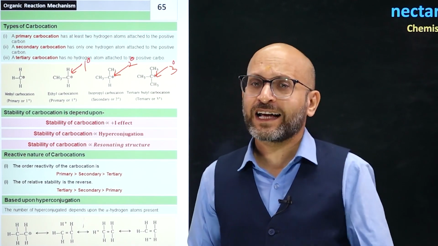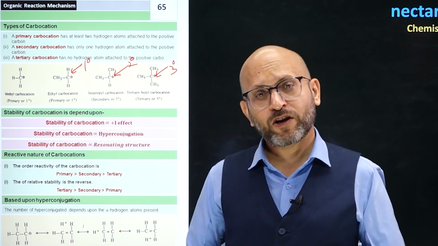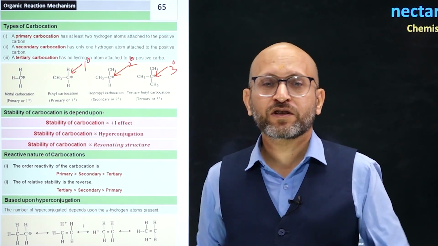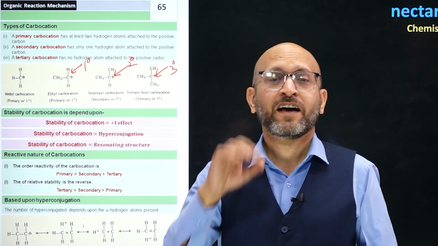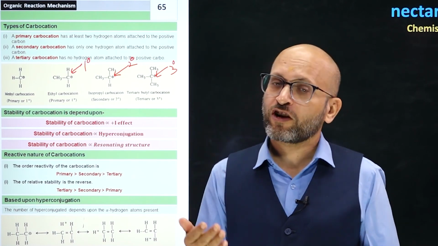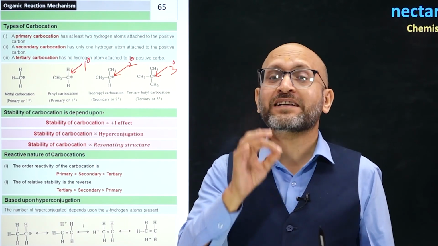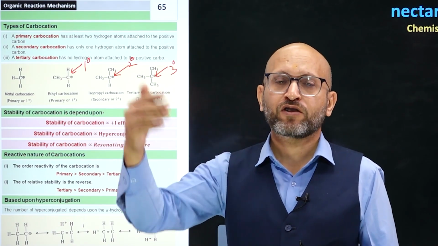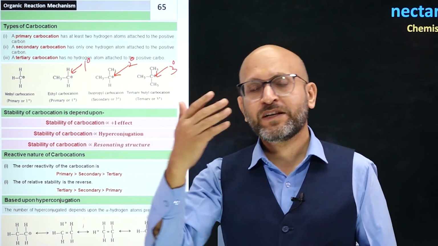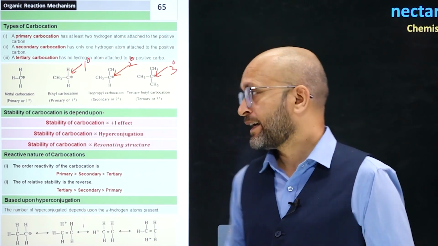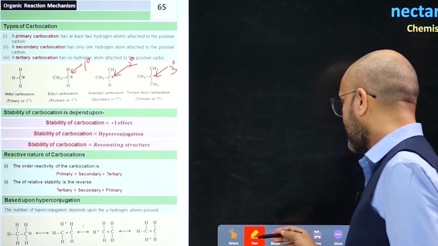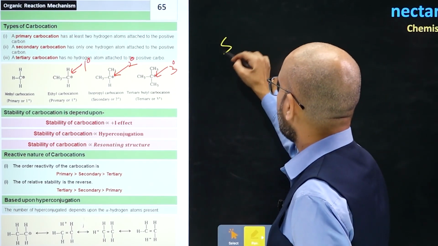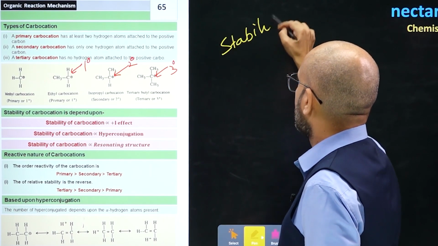So what is the stability order? The stability of a carbocation is directly proportional to the number of resonating structures. When resonance is not present, it is directly proportional to the number of hyperconjugating structures. When hyperconjugation is also not present, it is directly proportional to the plus I effect. So the more the plus I, the more the hyperconjugation, the more the resonance, the more the stability of a carbocation. Next we are going to discuss which one will be more stable. So the stability order goes like this.